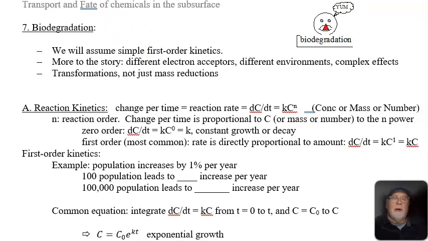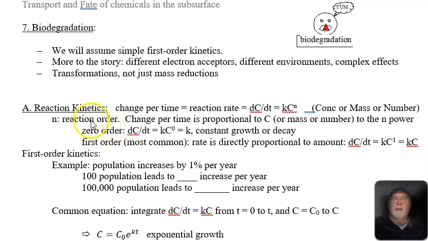What do we mean by reaction kinetics? So a reaction rate is a change per time, or we can write this as dC/dt. So this is just math as a language. d is a change in concentration per change in time equals some coefficient times the concentration to an exponent. We can use the same thing for concentration or mass or a number of bugs or something like that.